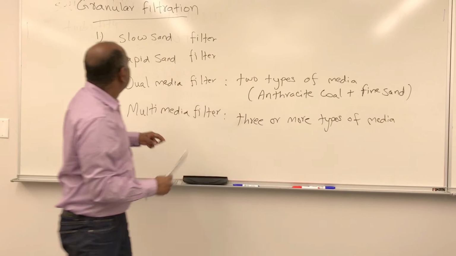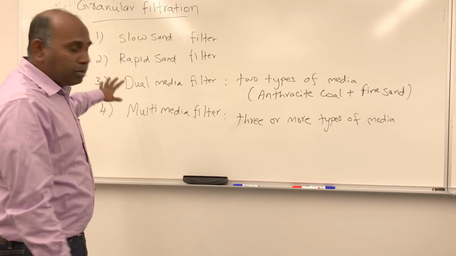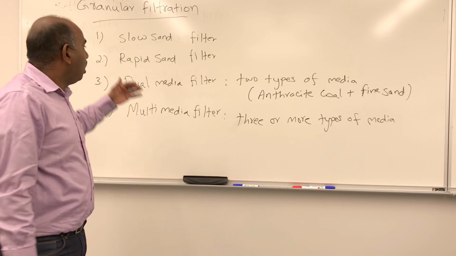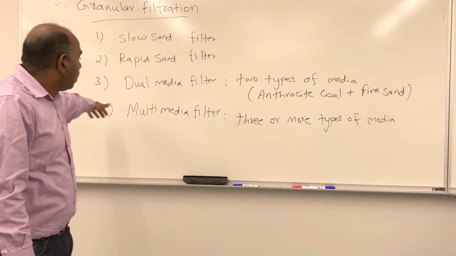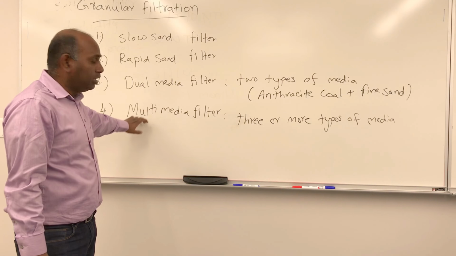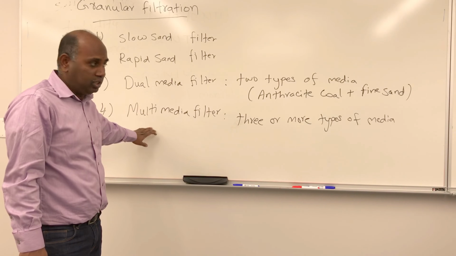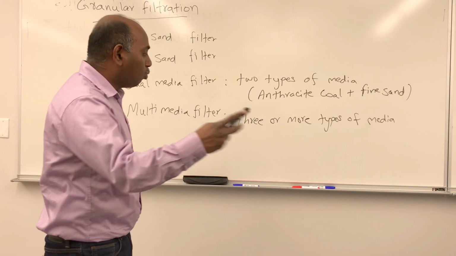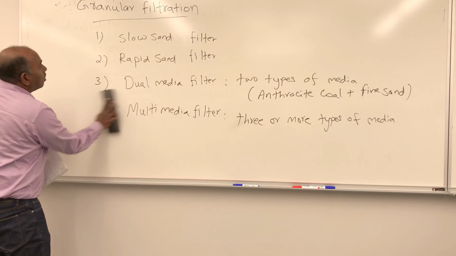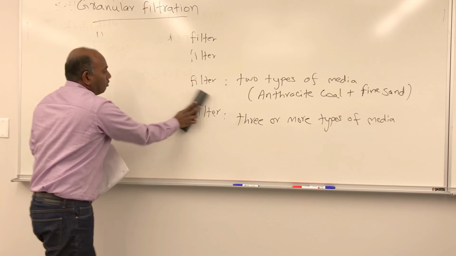So the first one is a slow sand, which means it's a sand filter. It is called slow sand mainly because of the rate at which it can filter water. A rapid sand has some modification. We'll talk about what the modification is, and it's faster than slow sand. Now the dual media is supposed to be even faster than rapid sand, and multimedia is faster than dual, and more efficient. We will look at the reasons why one is faster and more efficient than the other. Before that, what are the different mechanisms of filtration?